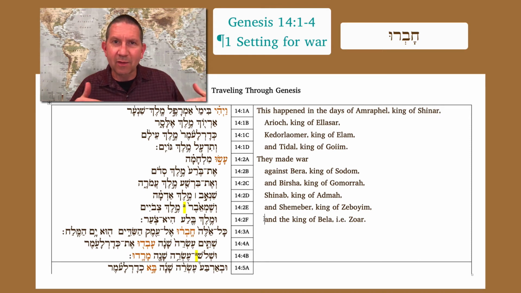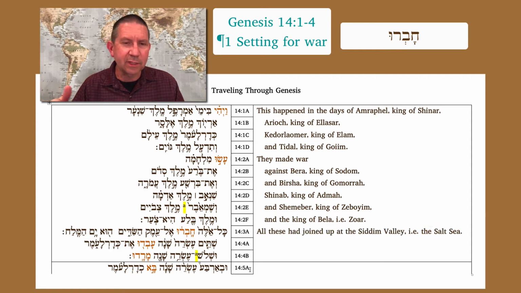And then we've got Chaveru. It's a perfect. In order for them to make war against those kings, the coming together of them to face off in battle would have been prior. Vayiktol doesn't make sense there. And so we can be translating all of these as had joined together, or had allied together, or had come together at the Salt Sea. And then the next two lines are explanatory background.